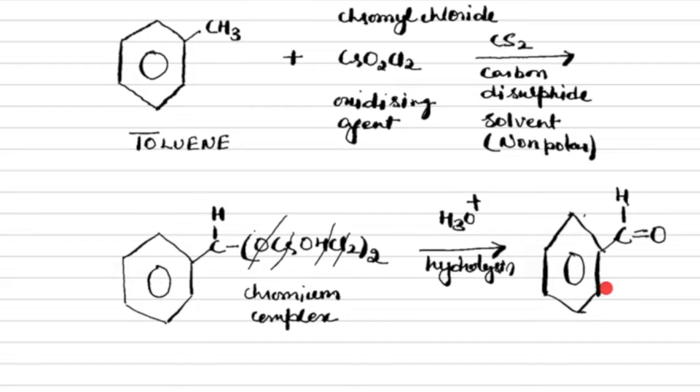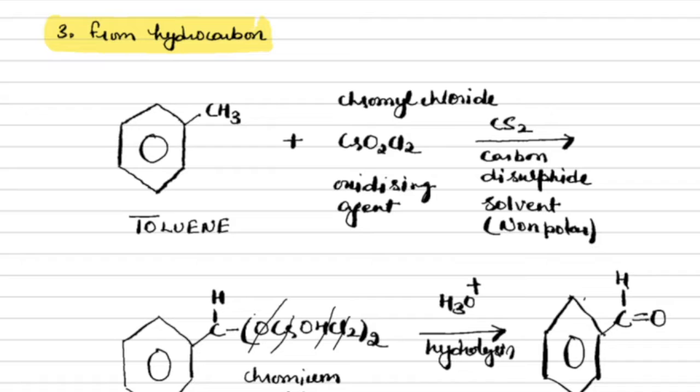And this also has a scientist's name. So I will write on the top. From hydrocarbon, we added the reagent chromyl chloride, and this reaction is called Etard reaction. Scientist name again, it is called Etard reaction. These scientist names are also important because they can ask you in the exam: explain Etard reaction.